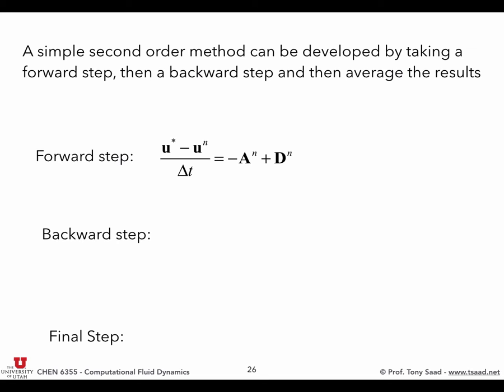You want to satisfy mass conservation at each step. At least that's what we learned. Okay, that's what we know we should do. So in this first step, u star minus u^n over delta t is minus A^n plus D^n, and then that gives us an equation for the pressure. And note that I call this p star because that's an intermediate pressure in the middle of this first step.